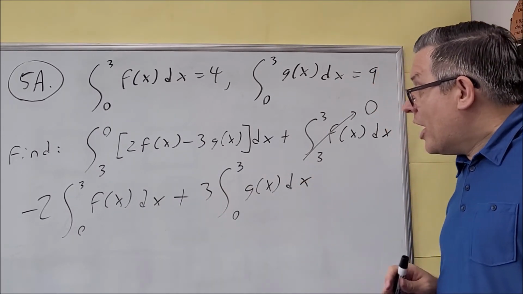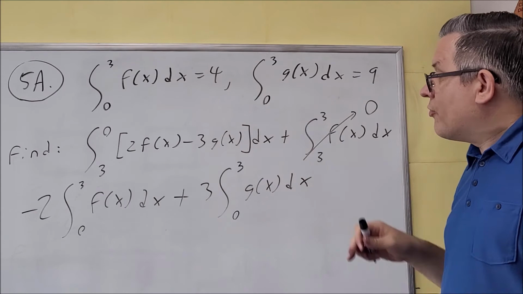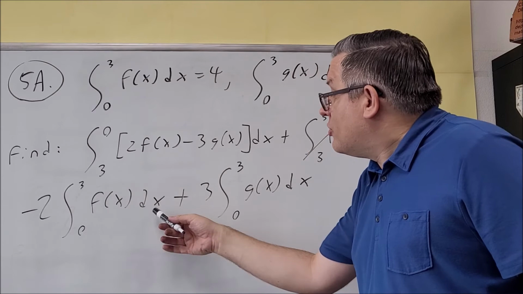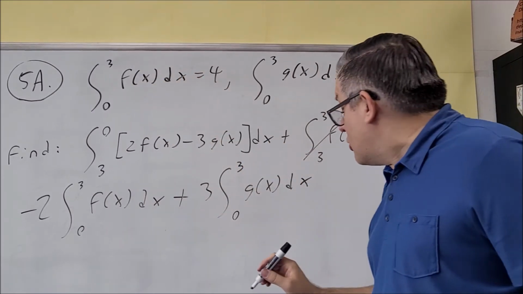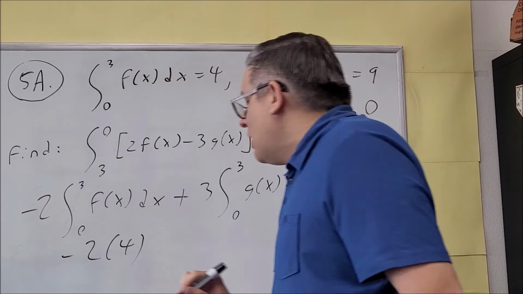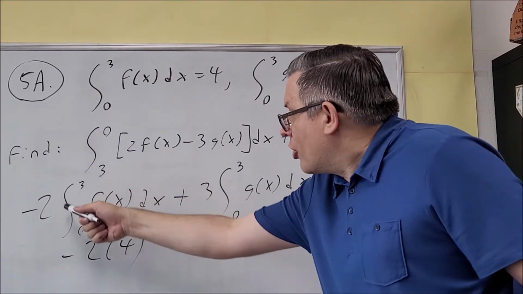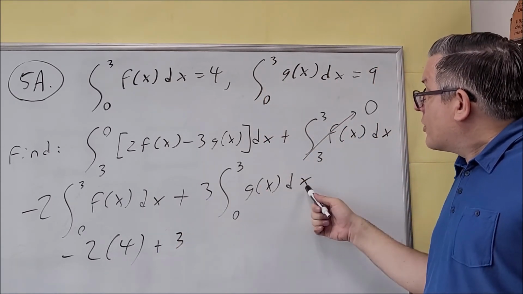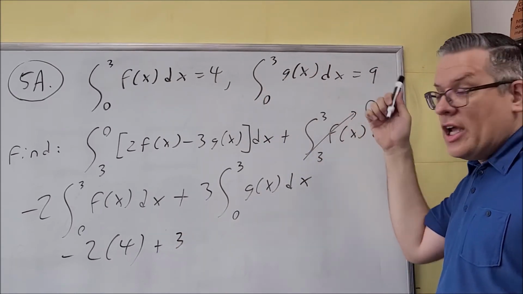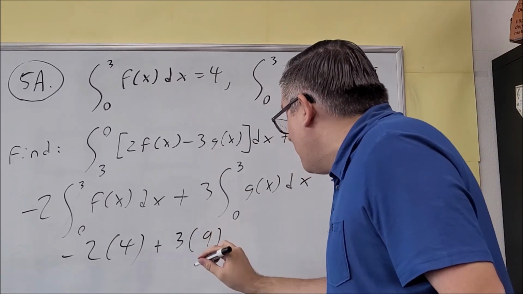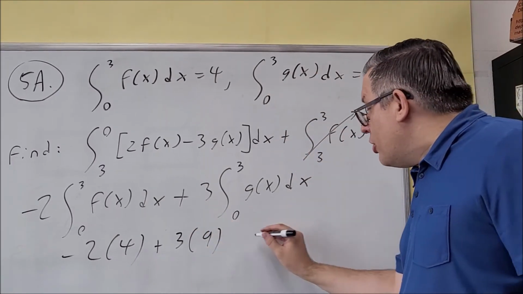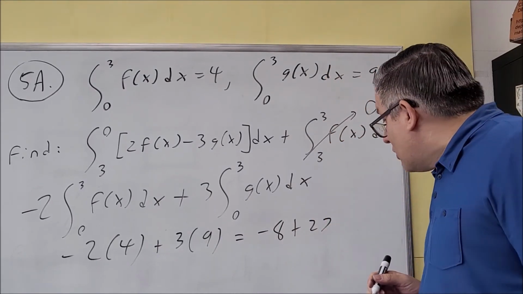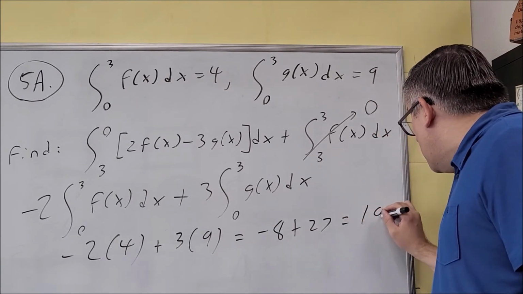So now that I've done that step, I can plug in the numbers for each one, because this whole thing that we have right here, the integral from 0 to 3 of f of x dx, that whole thing is equal to 4. So in the next line down, I can just do negative 2 times 4. 4 goes in for this whole thing. Next, I have a 3 here, and then the integral from 0 to 3 of g of x dx, that's this whole thing. That turns into a 9. And so now I have 3 times 9 like that. And so then when you combine this together, you get negative 8 plus 27 like that. And so then your final answer is going to be 19.